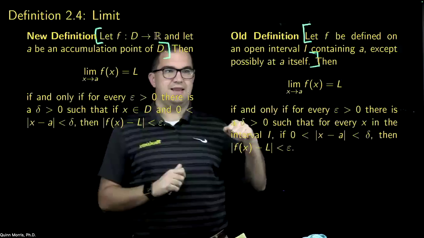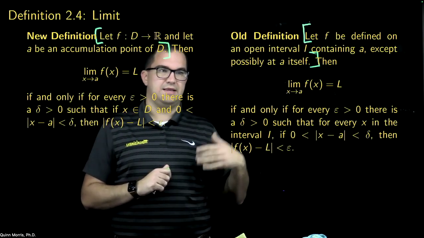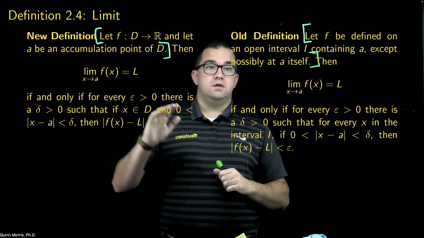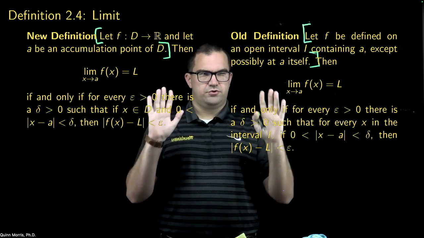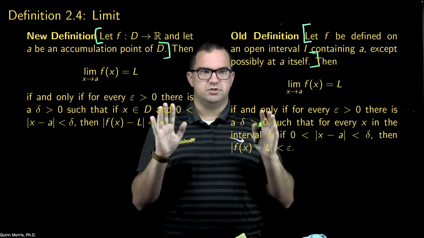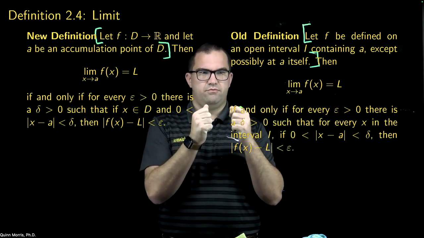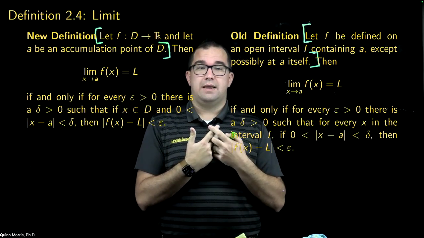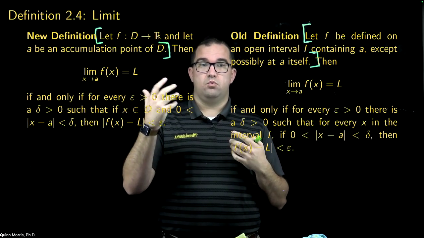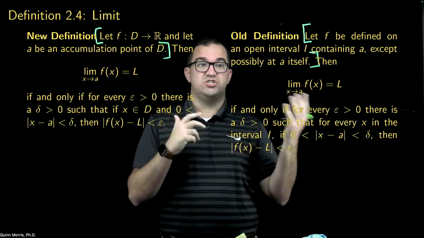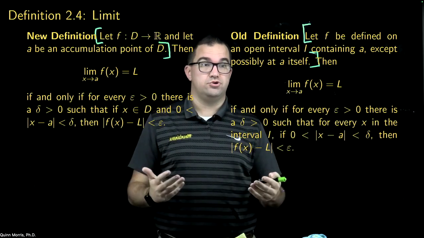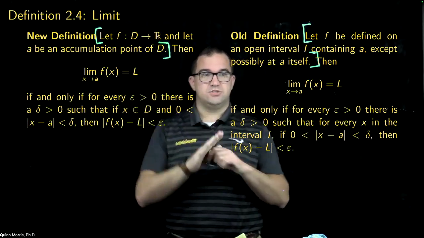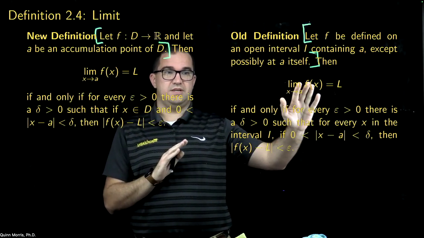This is the one that says let f be defined on an open interval I containing A, except possibly at A itself. Anytime you have two similar definitions, you want to ask yourself, is one of these a generalization of the other? In other words, will one of these work for every case in which the other one works, but also work for some additional cases? So this new definition is going to generalize our old definition.